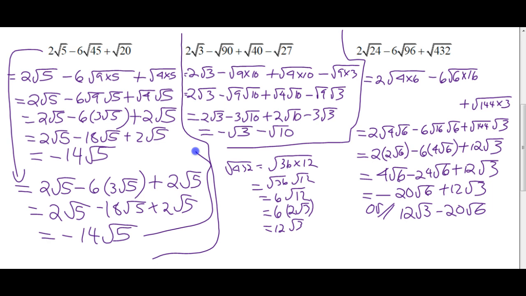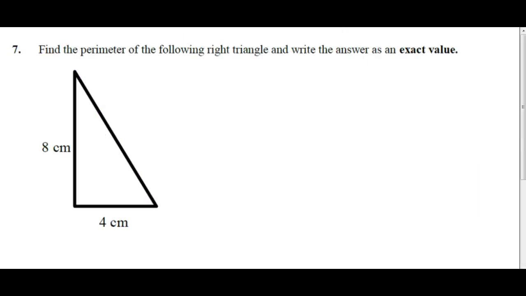And then this is 4 root 6, and this is minus 24. So I get negative 20 root 6 plus 12 root 3, which could also be written 12 root 3 minus 20 root 6. Okay? So on a multiple choice, you might see it this way. Just recognize they're the same. Okay. Questions? So we must change entire radicals to mixed radicals in order to determine whether or not we have like terms.